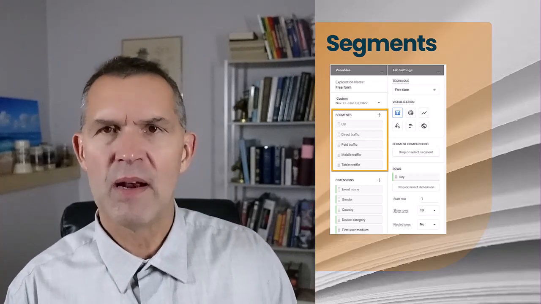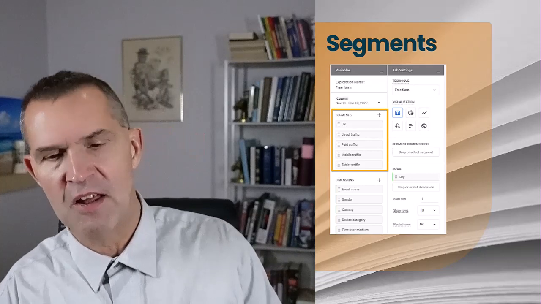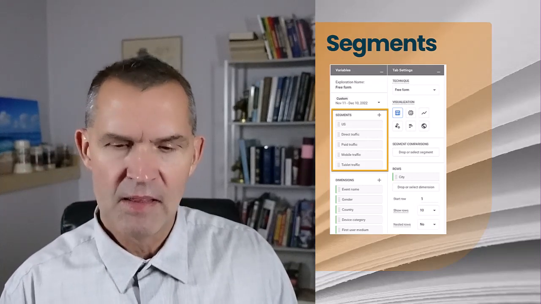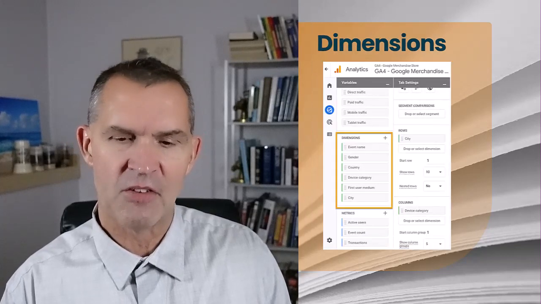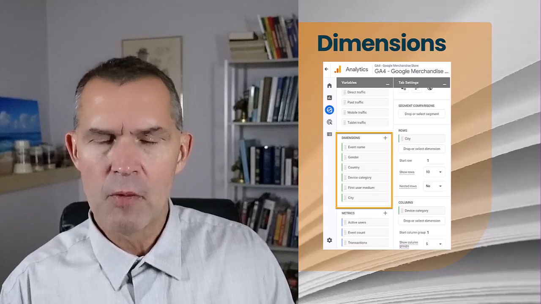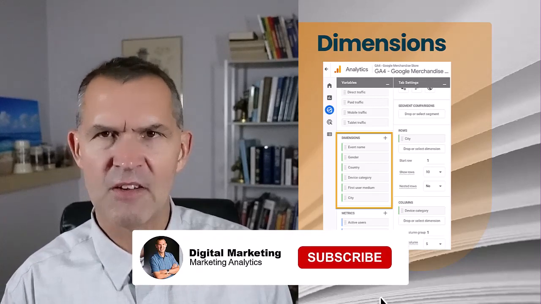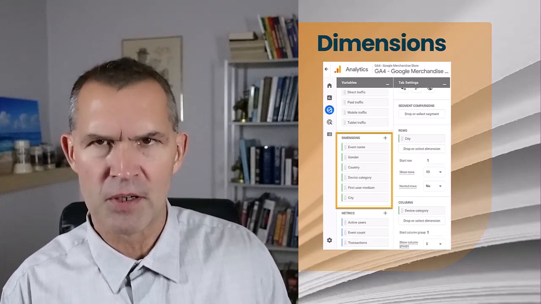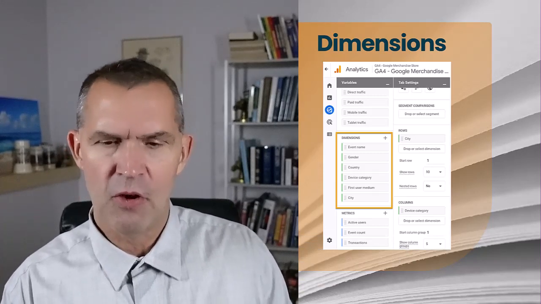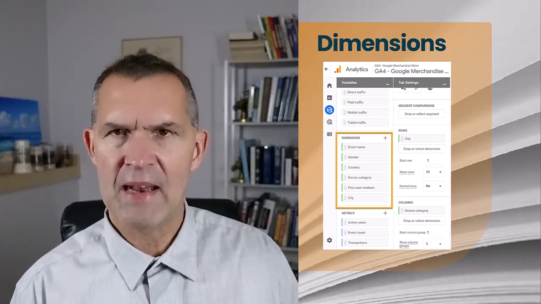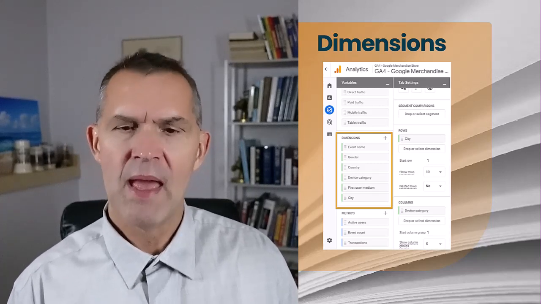The next thing you're going to want to take a look at is the dimensions. The dimensions are where you start to take a look at the event name, the gender, the country, the device category, first user medium, campaign, city. Remember, the dimensions are the categories or the buckets you put them into, and then the metrics are the numbers that populate those different buckets. So dimensions are the third one to look at in the exploration tool as you go through.